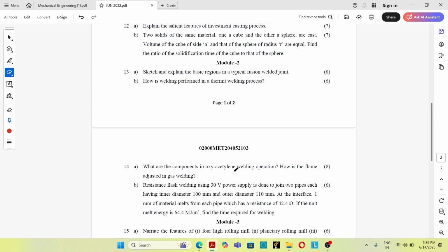What are the components in oxy-acetylene welding operation? How is the flame adjusted in gas welding? See, next one is a problem regarding resistance welding process. This problem we have discussed in the class. Resistance flash welding using a 30 volt power supply is done to join 2 pipes, each having inner diameter 100 mm and outer diameter 110 mm. At the interface, 1 mm of material melts from each pipe, which has a resistance of 42.4 ohm. If the unit melt energy is 64.4 megajoule per meter cube, find the time required for welding.